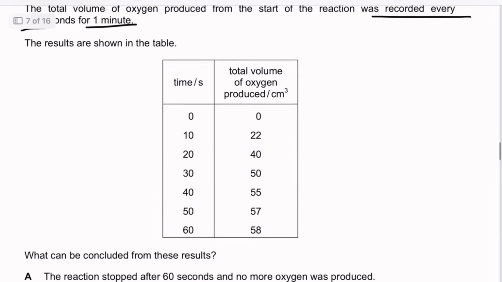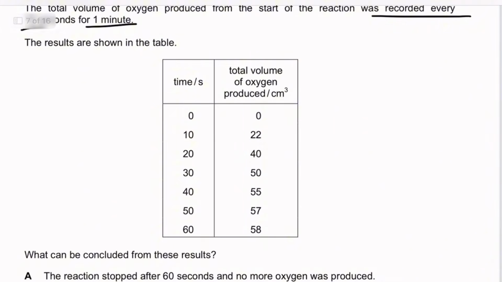The table shows the results. Okay, so time here: 0, 10, 20, 30, 40, 50, and so on. And then total volume of oxygen produced, and you can see how it increases. Here the difference was like 10. Here the difference was more than 10, definitely more like 18.